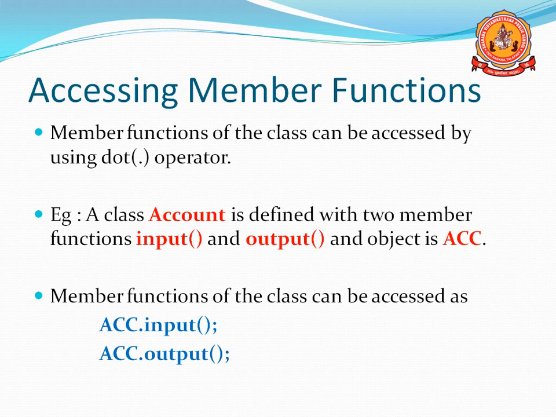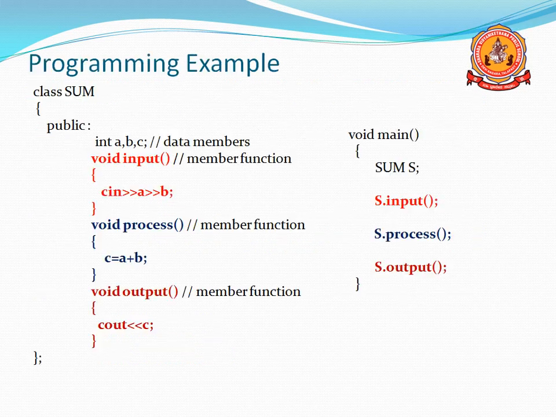If you want to access the output function, ACC.output(); with a semicolon. If the object is ACC, it means ACC. If the object is A1, how can you access it? Whenever the object is A1, it means A1.input, then A1.output. If the object is B, it means B.input and B.output. Like that we can access the data.